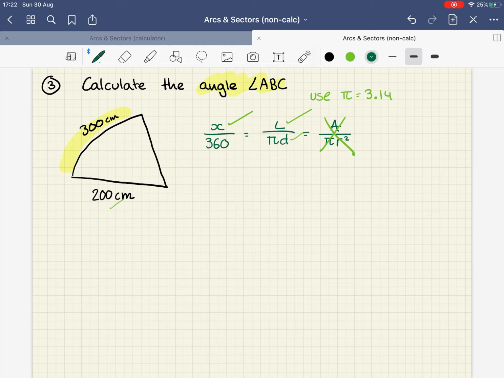So putting in the information I do have, I don't know the angle. My length is 300. My diameter is going to be 400. So starting my rearranging, x is the thing I want. I'm going to multiply across the diagonal. That's all going to go over the last thing on the bottom there.